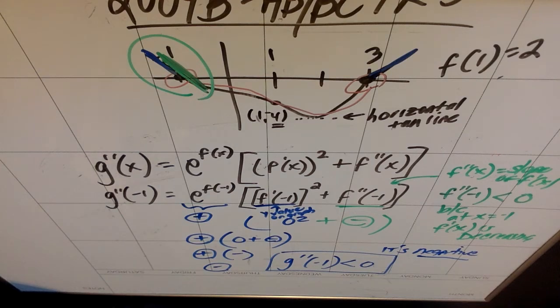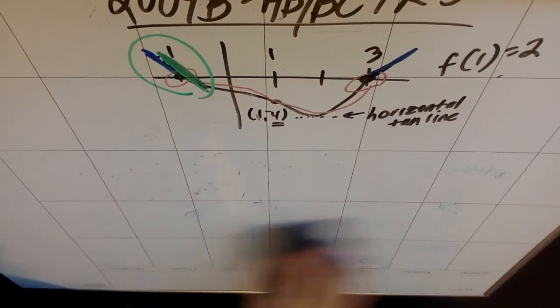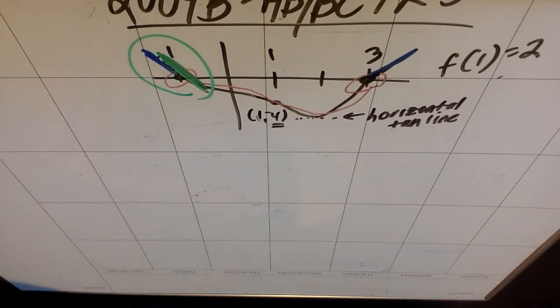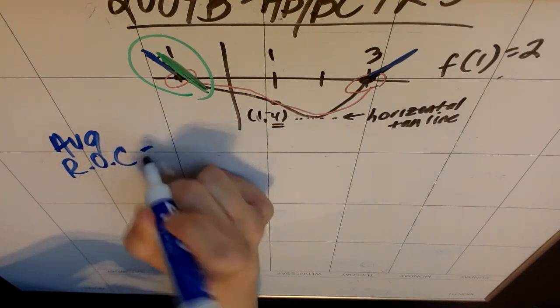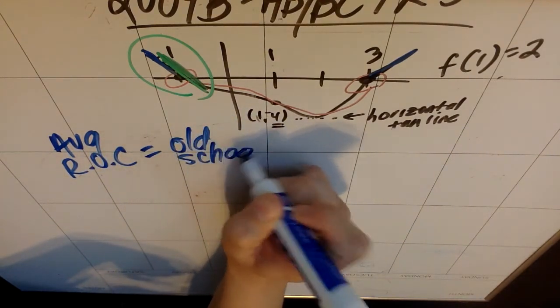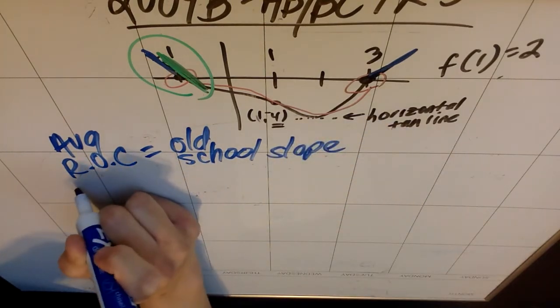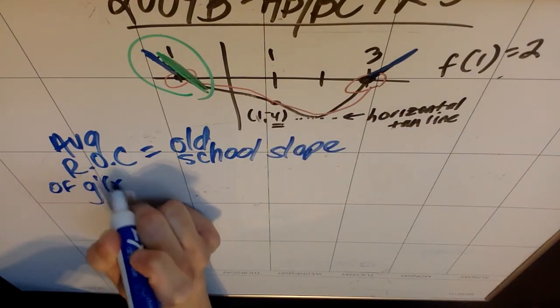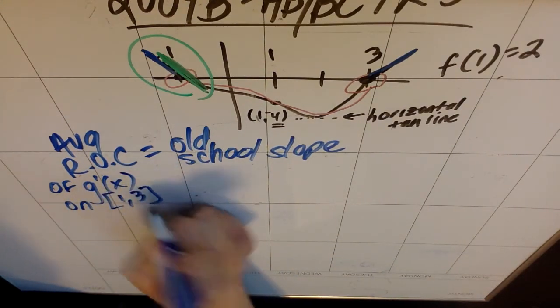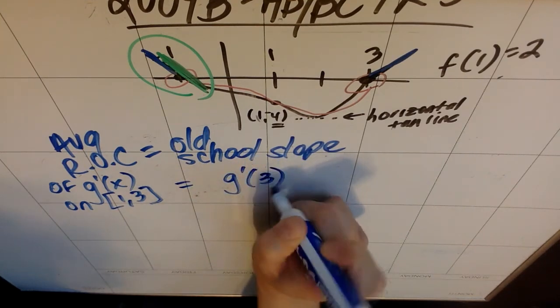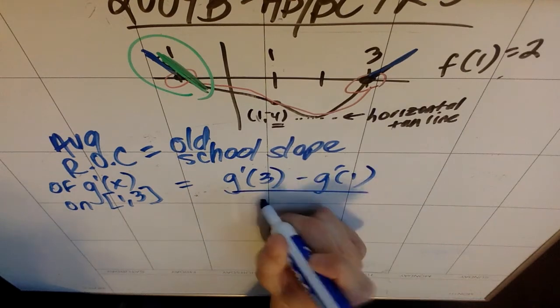Find the average rate of change of g prime, the derivative of g, over the interval from 1 to 3. Cool. Okay, so average rate of change just means old school slope. When you hear average rate of change, that's just old school slope. So if you want the average rate of change of g prime of x on the window from 1 to 3, you just want to do g prime of 3 minus g prime of 1 over 3 minus 1.